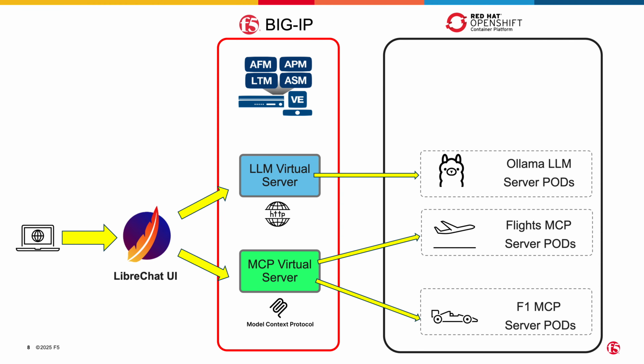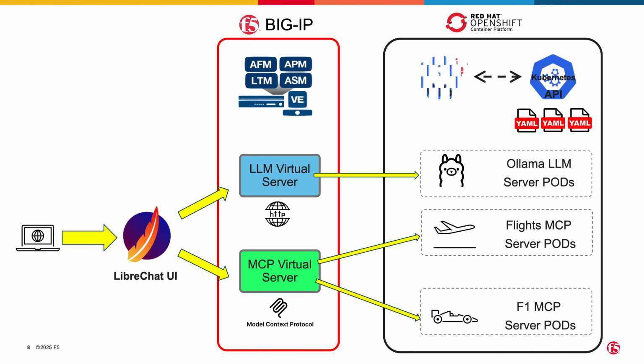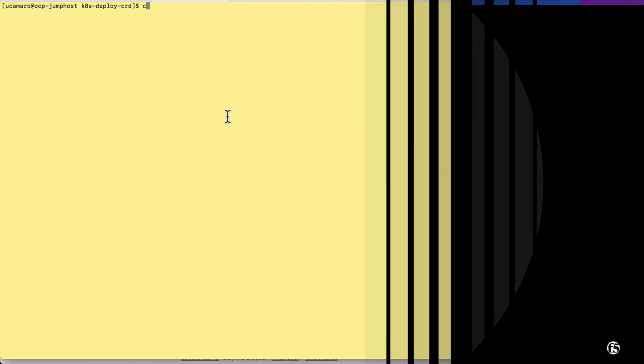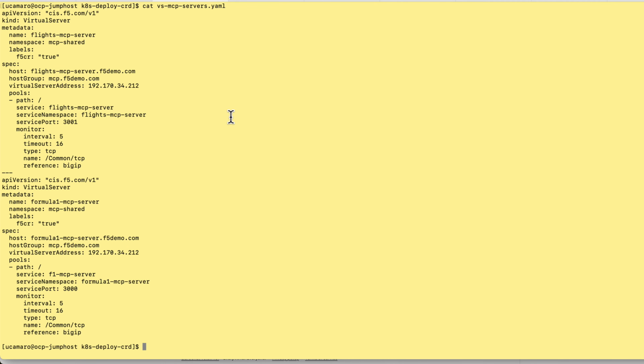To configure the F5 BigIP, we make use of the Kubernetes API using F5 resources, which are ingested by the F5 CIS controller, which updates the F5 BigIP when necessary. This F5 BigIP can be an appliance or a virtual appliance, even inside OpenShift virtualization. Let's see how this is configured in the BigIP using the Kubernetes API. In this case, we are using F5 virtual server CRDs. In the screen, we can see one for each MCP server, with different host names.